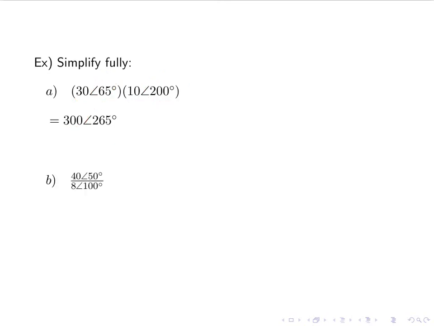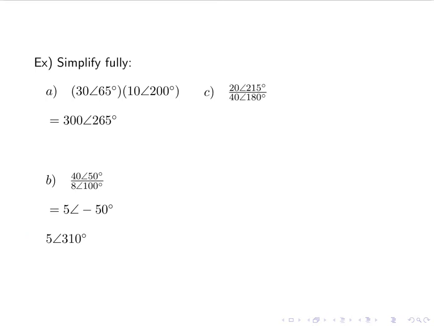For division, we're going to divide our r's and subtract our angles. So 40 divided by 8 is 5. And then 50 minus 100 is negative 50. But again, we can't have a negative angle, so I'm going to add 360 degrees to it. And my final answer would be 5 with an angle of 310 degrees.